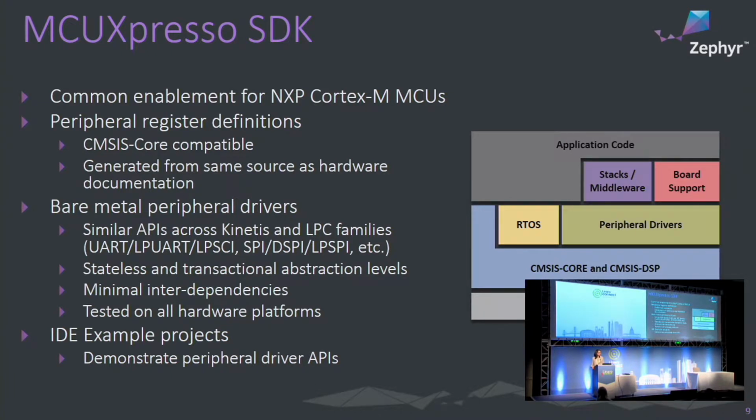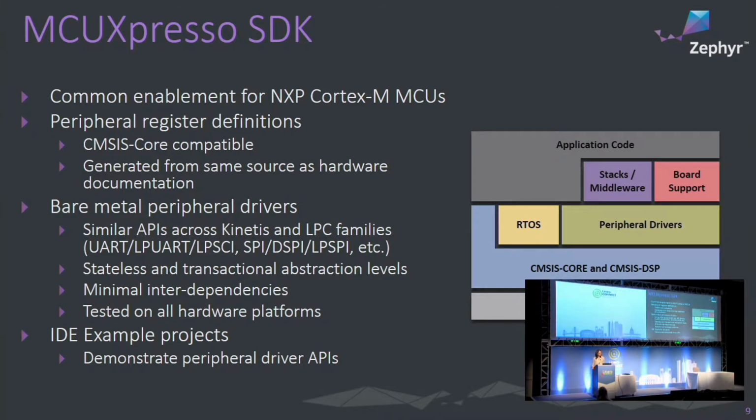for Kinetis devices, and then when NXP acquired Freescale, we started to create the SDK for LPC devices as well. This consists of peripheral register definitions that are CMSIS Core compatible. What's kind of interesting about this, and I'm not sure if a lot of people know, is that the register definitions in CMSIS are actually generated from a common database that we use to generate hardware documentation. So the reference manuals for the hardware come from the same source that we use to generate these CMSIS header files.